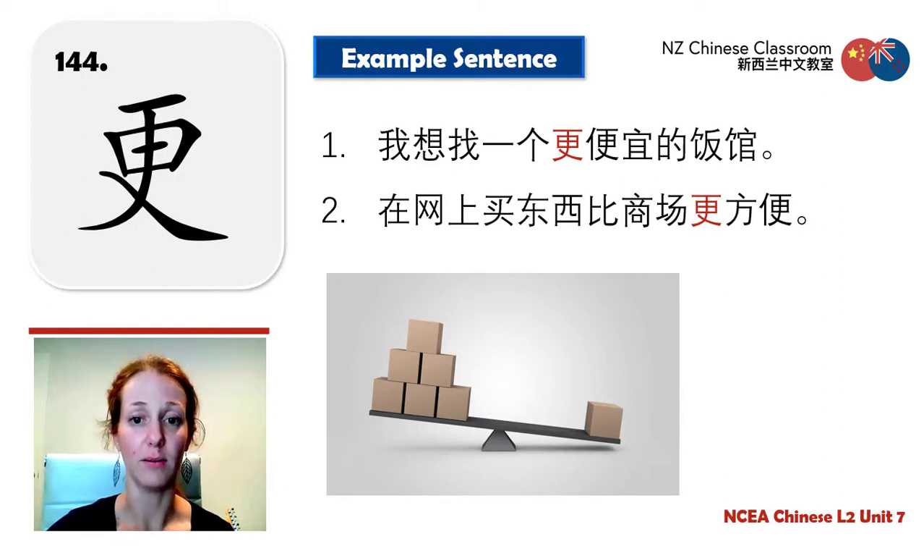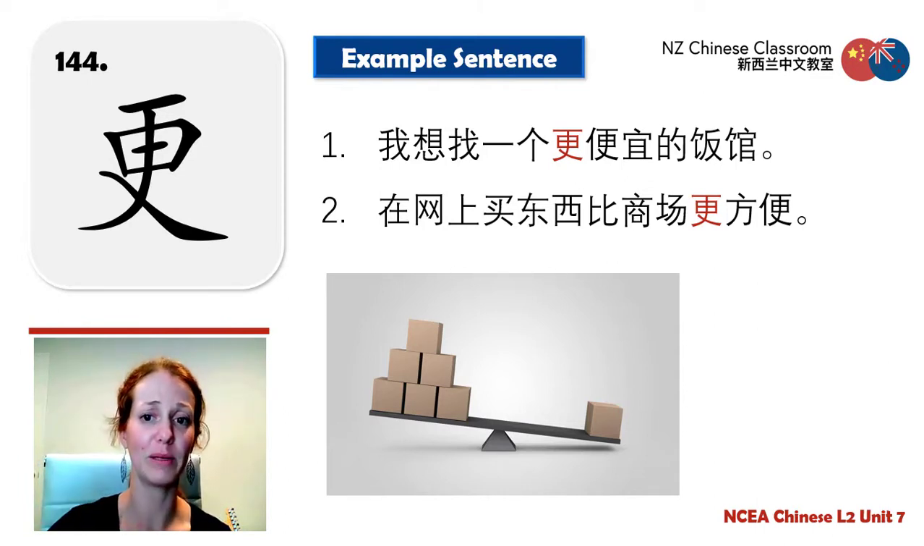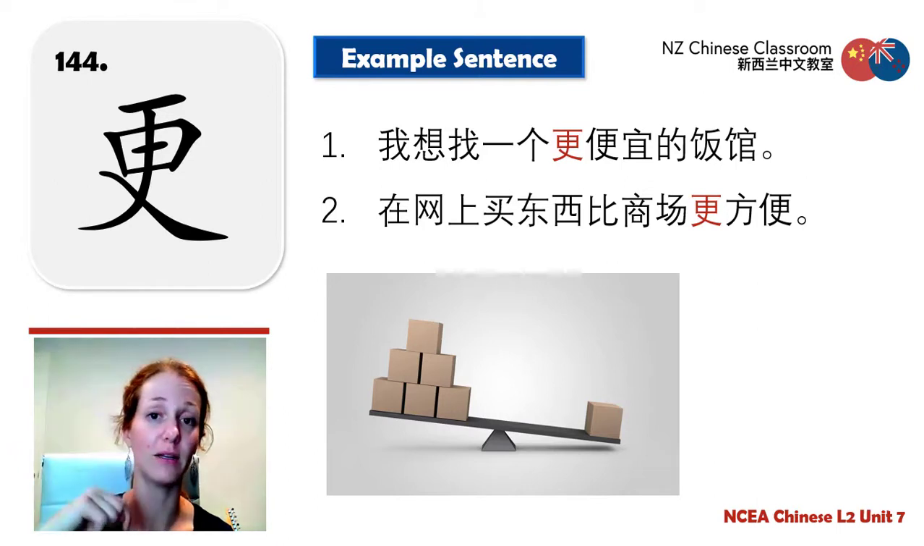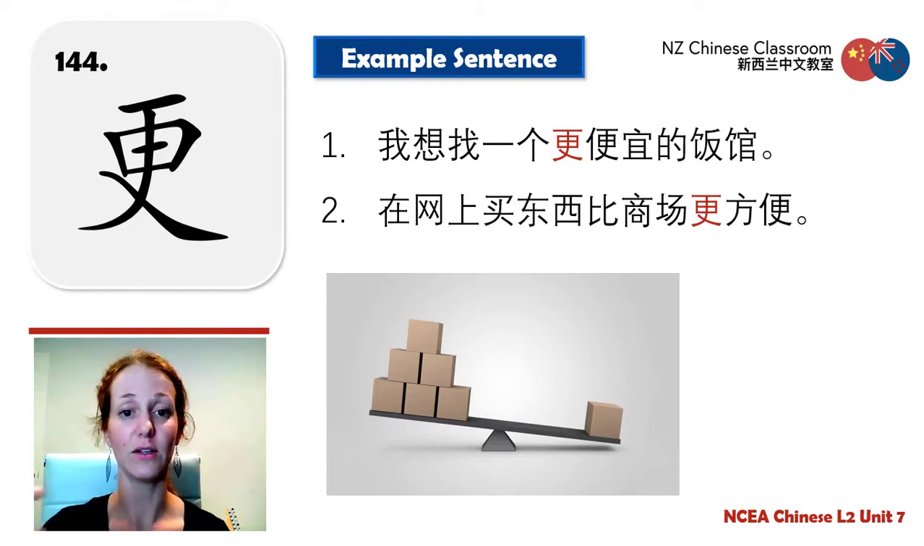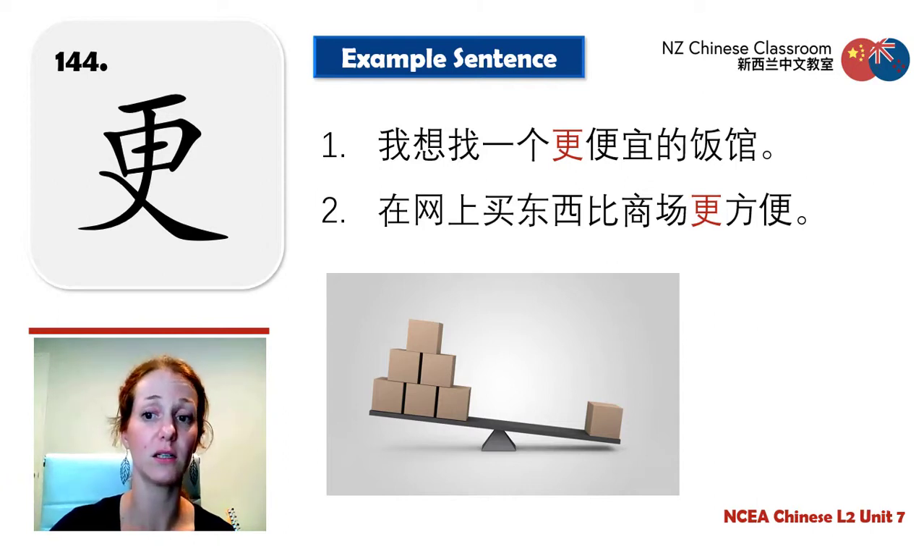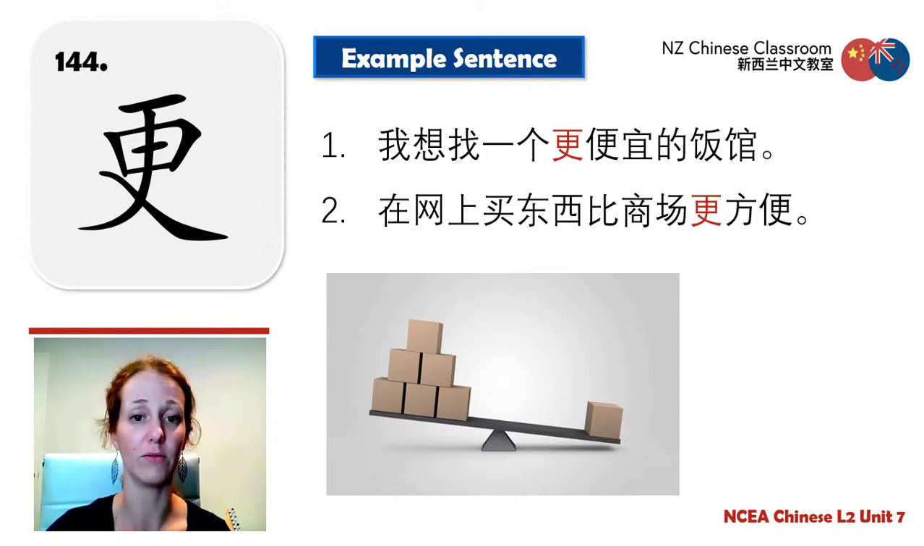在网上买东西比商场更方便. So I'm probably making it a little bit complicated here using this 便宜 and 方便, which is a little bit like the 更, apart from with the 人 character on the left-hand side. So what does the sentence mean? Buying things online compared to in the shopping mall is more convenient. 更方便, more convenient. 好的，下一个.